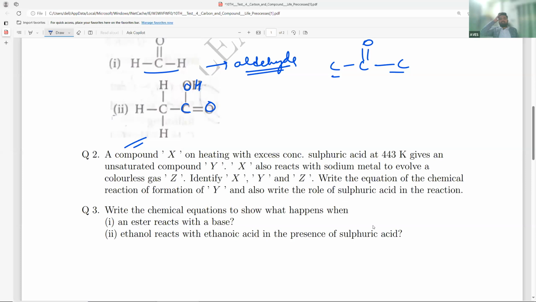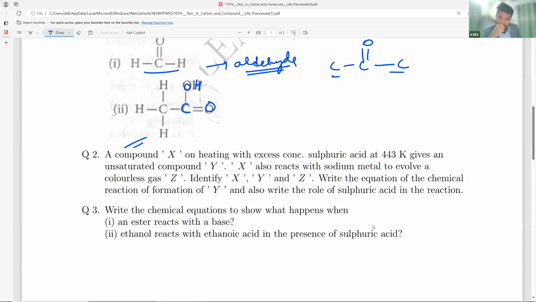What are X, Y, Z in the compound? Question number 2. Tell me. X is ethanol. Okay. Y? Y is ethene. Okay. And Z?